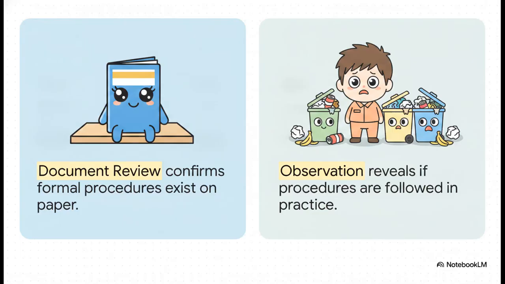Let's compare document review and observation for a second. You might have a beautifully written, perfectly formatted waste segregation procedure just sitting proudly on a shelf. A document review confirms it exists. Great, but only direct observation out there on the factory floor will reveal if the actual waste bins are all mixed up. If we only relied on the paperwork, we'd pass an organization that is literally failing in real life.